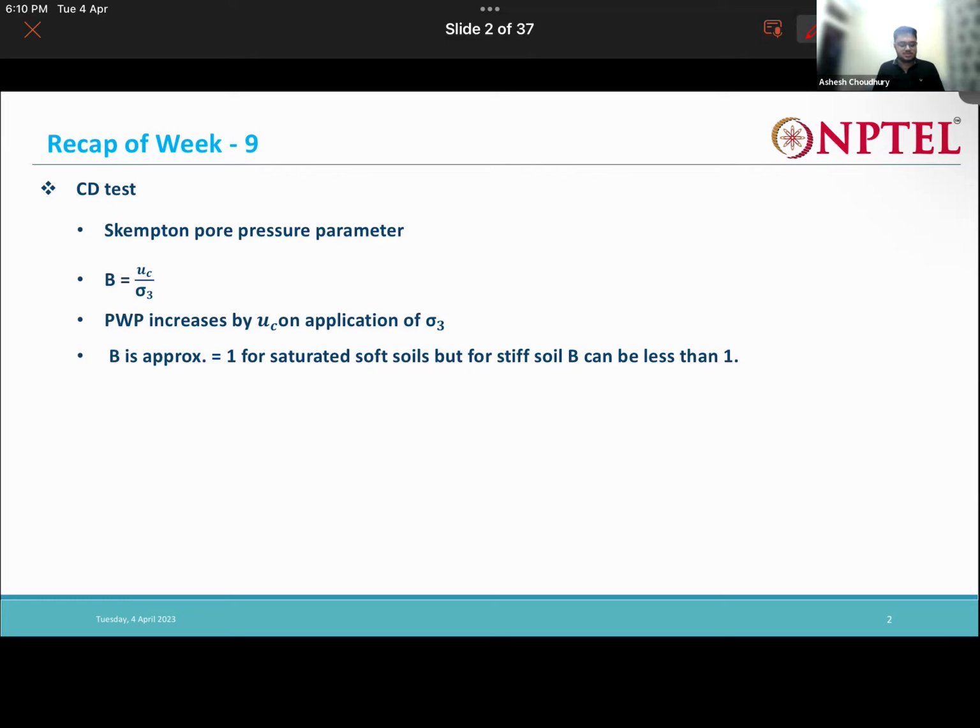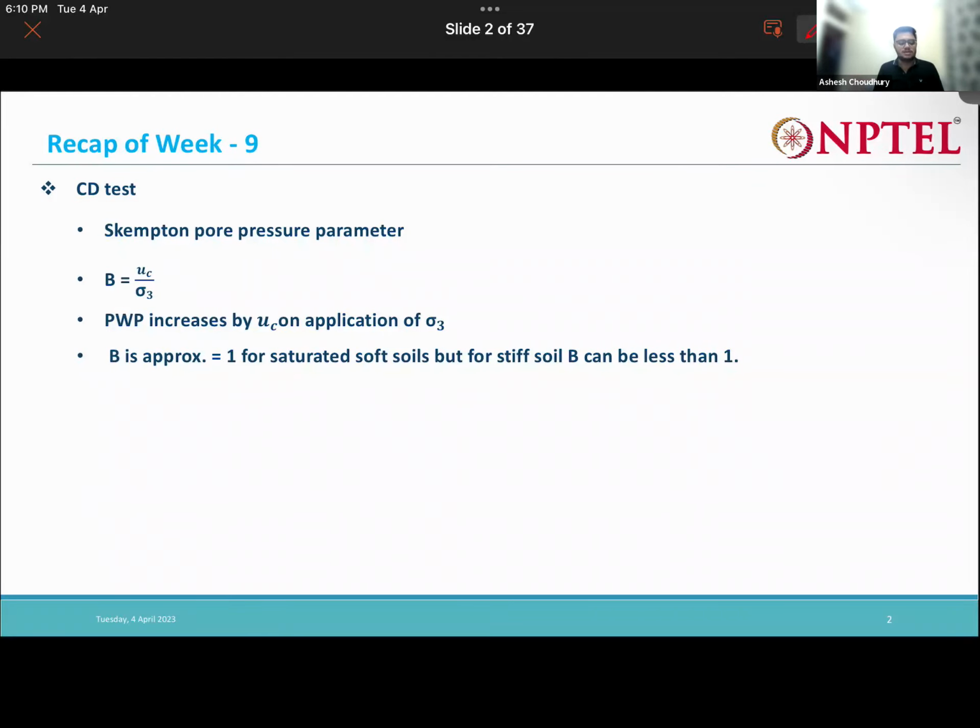apply the deviator stress, or the extra axial stress. By applying the deviator stress, my sample starts shearing, and as we keep on shearing, as it is a drained test, volume changes will be there. During the shearing, the rate of shearing is kept very slow, so that the water can come out, and while coming out, it doesn't increase the pore water pressure.